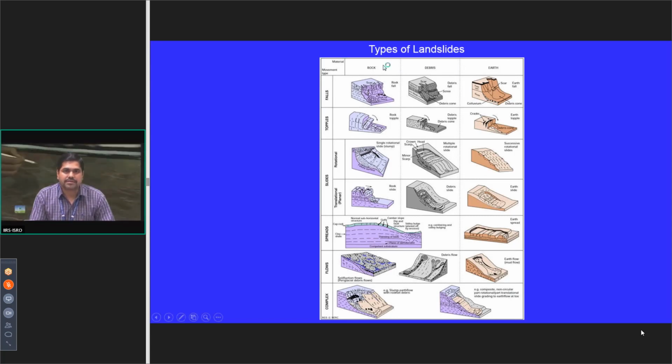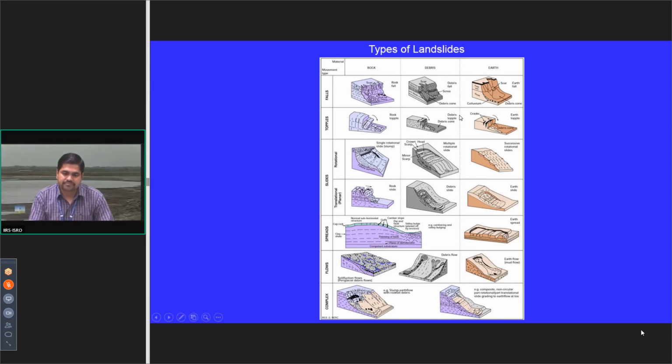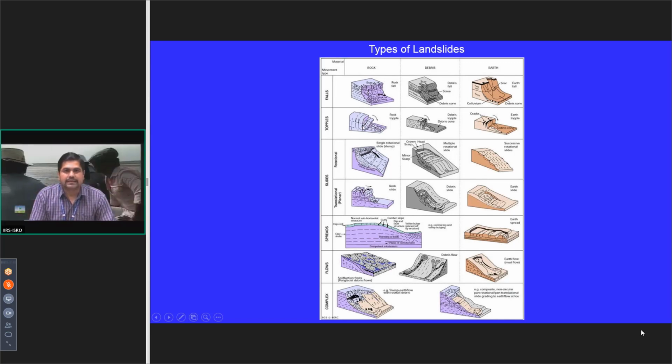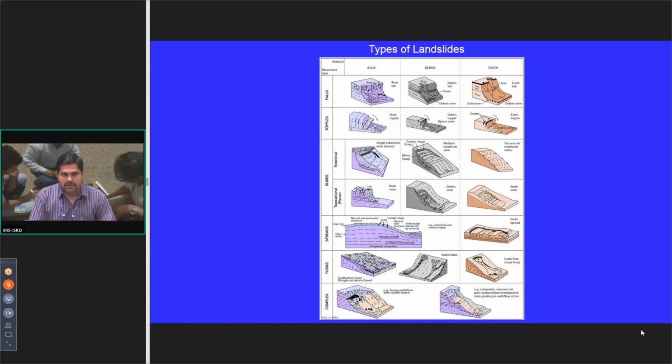If I follow this two-axis classification, I can start with rock falls, when rock chunks simply fall due to the influence of gravity. It can be debris fall, and obviously earth fall is slightly not that common. Then there come the topples, where the whole material along the discontinuous plane topples down under the influence of gravity. Then there will be debris topple and earth topple.